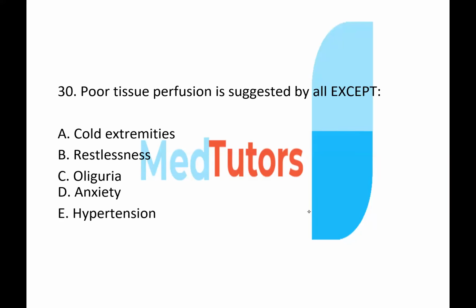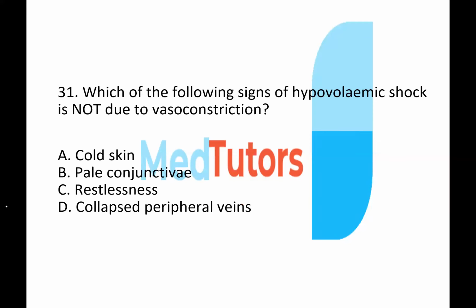Poor tissue perfusion is suggestive of all except: cold extremities, restlessness, oliguria, anxiety, hypertension. E. Which of the following signs of hypovolemic shock is not due to vasoconstriction? Cold skin, pale conjunctiva, restlessness, collapsed peripheral veins.